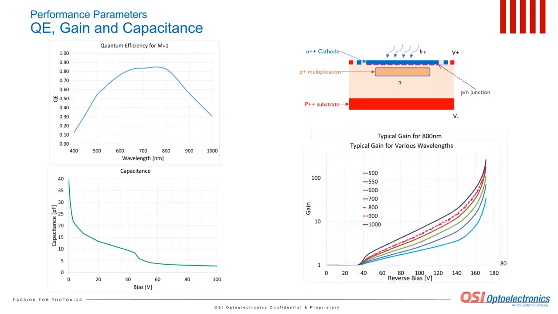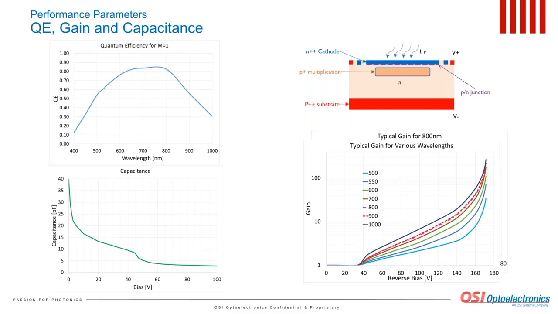Interestingly, the gain behavior at other wavelengths is different from the gain at 800 nanometers. At long wavelengths, the gain is high, but the quantum efficiency is very low, which is shown on the quantum efficiency graph at the top left corner of this slide. And the overall sensitivity will be low.